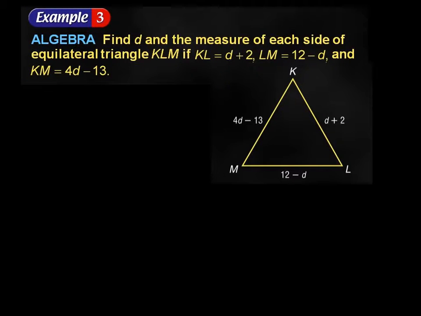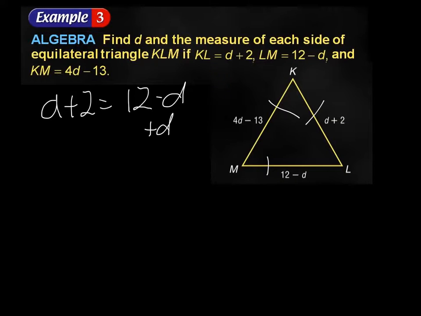For example 3, they ask us to find D and the measure of each side of equilateral triangle KLM if KL equals D plus 2, LM equals 12 minus D, and KM equals 4D minus 13. Okay, the first thing we need to do is find D. I'm going to pick the two easiest expressions since they're all equal to each other, since the sides are all congruent. So we have D plus 2 equals 12 minus D.